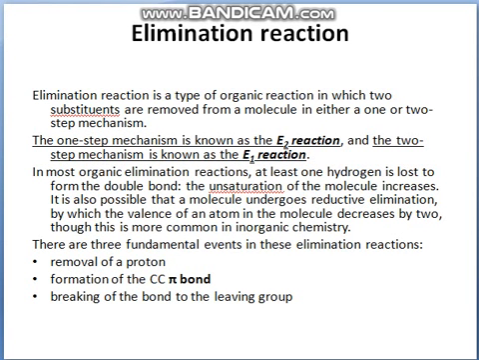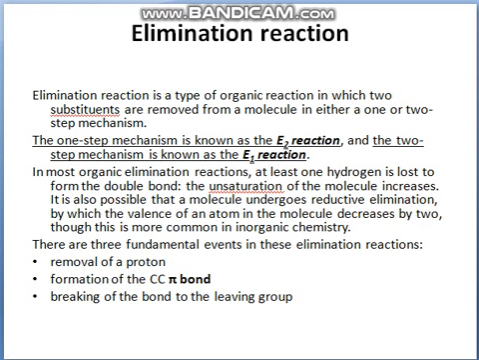Today's topic is elimination reaction. Elimination reaction is a type of organic reaction in which two substituents are removed from a molecule in either one or two mechanism steps. The one step mechanism is known as E2 reaction and the two step mechanism is known as E1 reaction. In most organic elimination reactions, at least one hydrogen is lost to form the double bond. The unsaturation of the molecule increases.